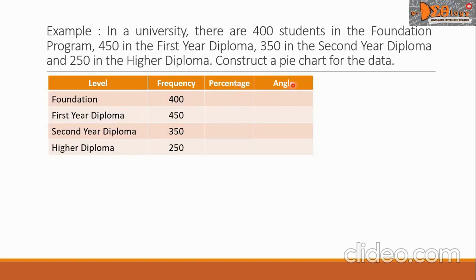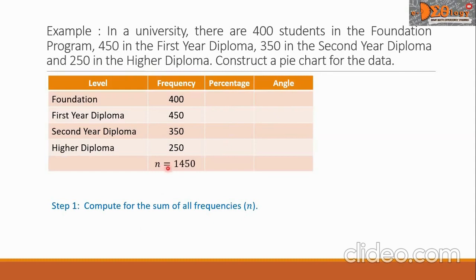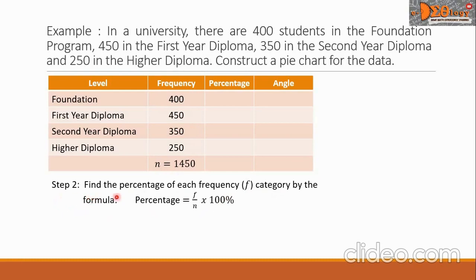There are 2 additional columns, namely percentage and angle, that we're going to fill in the blanks for these 2 columns. Let's go now to step 1, and that is to compute for the sum of all frequencies. Taking the summation of this column, we will have n equals 1450. Step 2. Find the percentage of each frequency category by the formula percentage equals f over n times 100%.